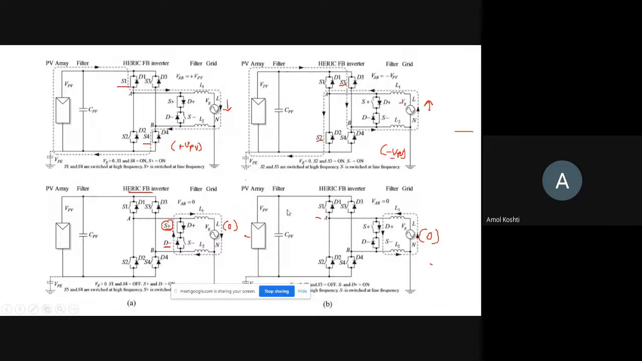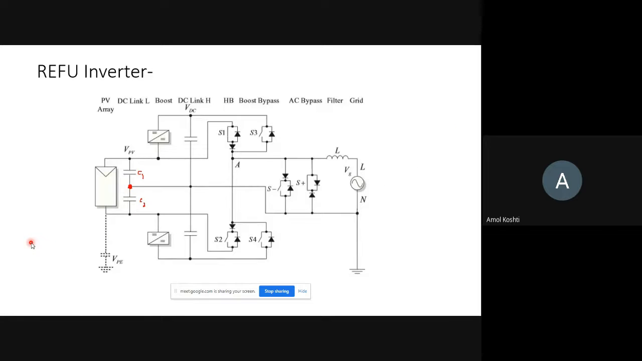Okay, so again three level of output is produced here. Now we'll see the next one. Here we have what was left in the last lecture. So we'll study here from this.